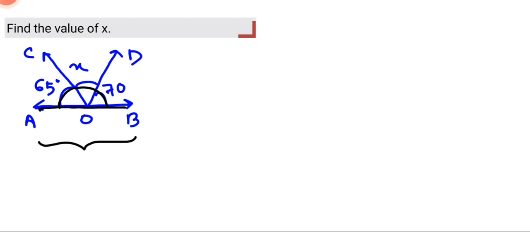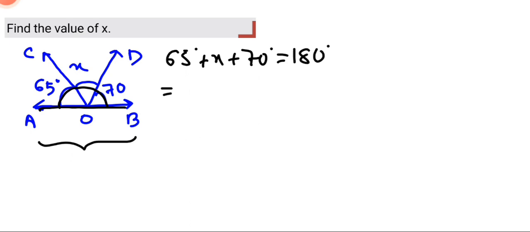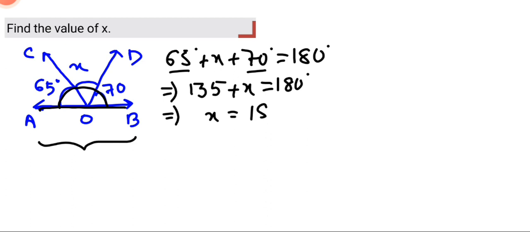Therefore, here the sum of these angles, that is 65 degree plus x plus 70, will be equal to 180 degree from the important results we have studied. 65 plus 70 is equal to 135, plus x is equal to 180 degree. Therefore, x will be equal to 180 minus 135, which is x equals 45 degree.